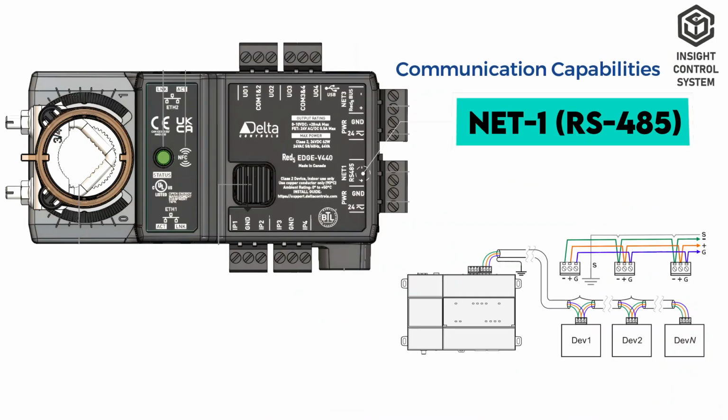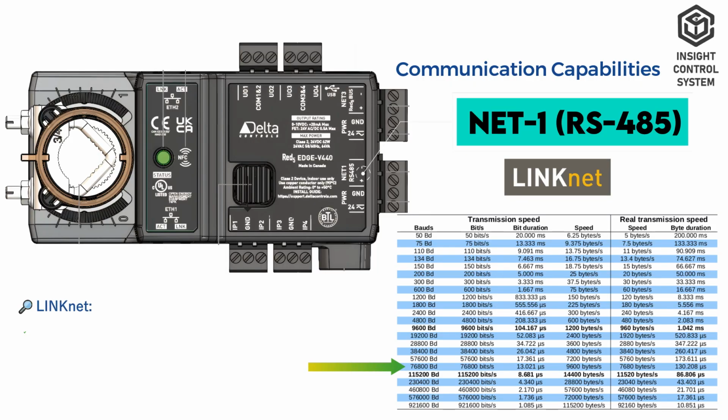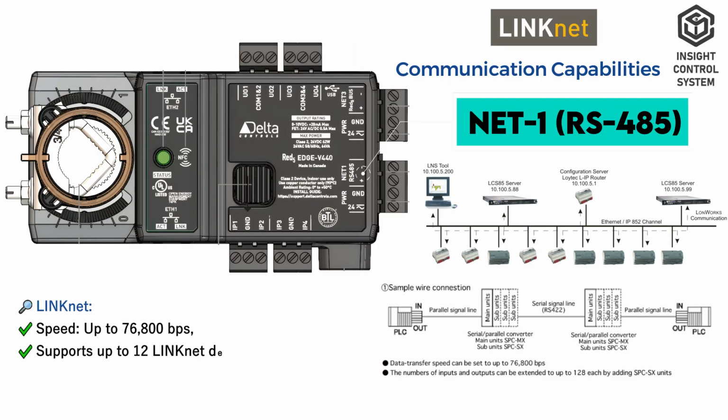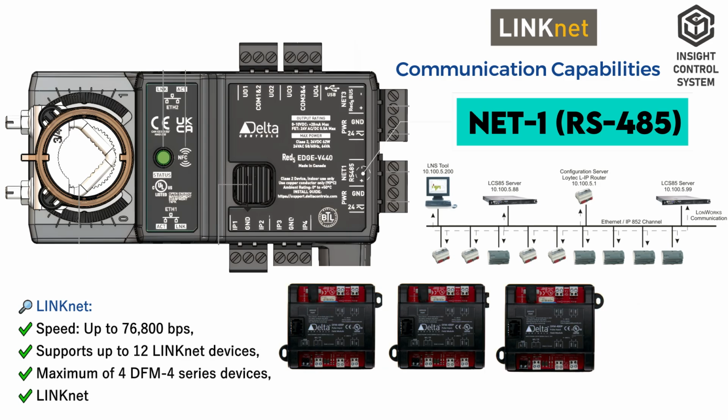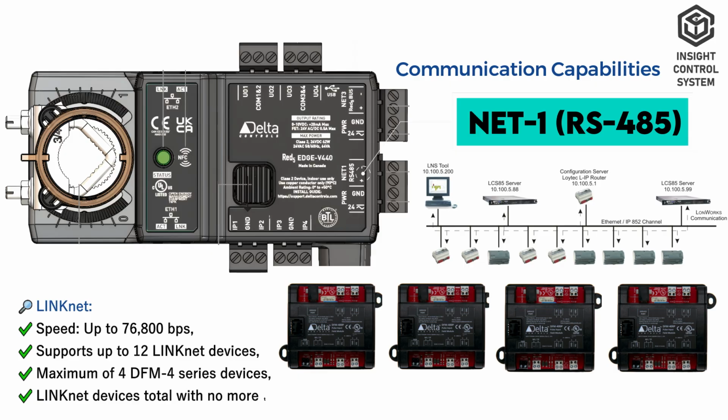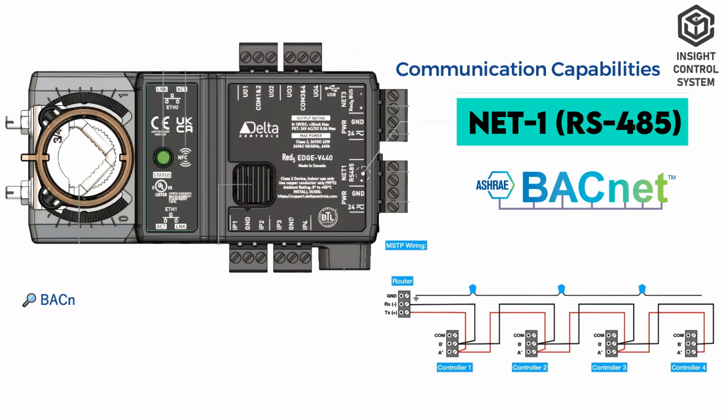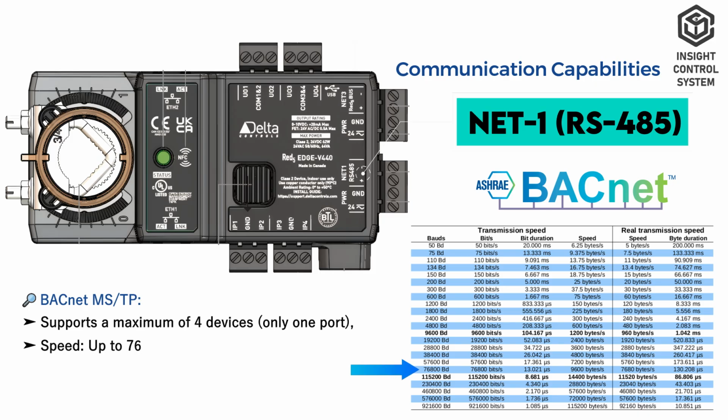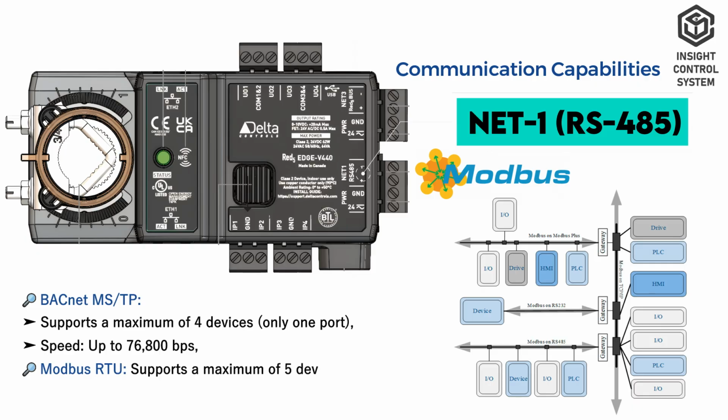Net1, RS485, LinkNet, speed up to 76,800 bits per second, supports up to 12 LinkNet devices, maximum of 4 DFM4 series devices. LinkNet devices total with no more than 4 DFM4 series devices. BACnet MS/TP supports a maximum of 4 devices, only one port, speed up to 76,800 bits per second. Modbus RTU supports a maximum of 5 devices.